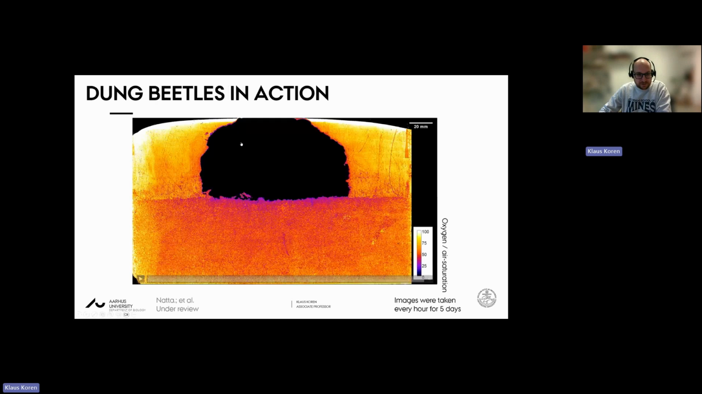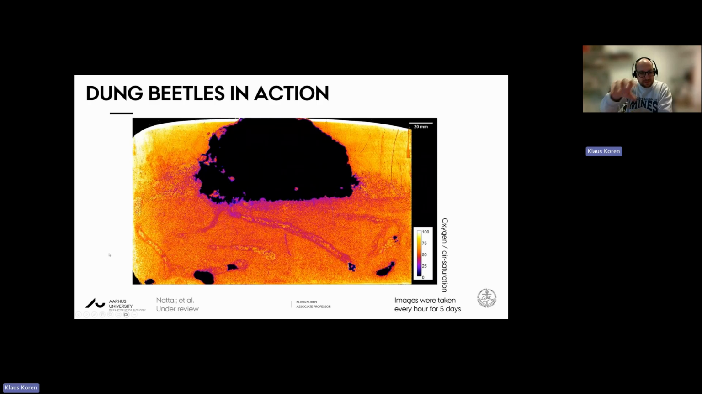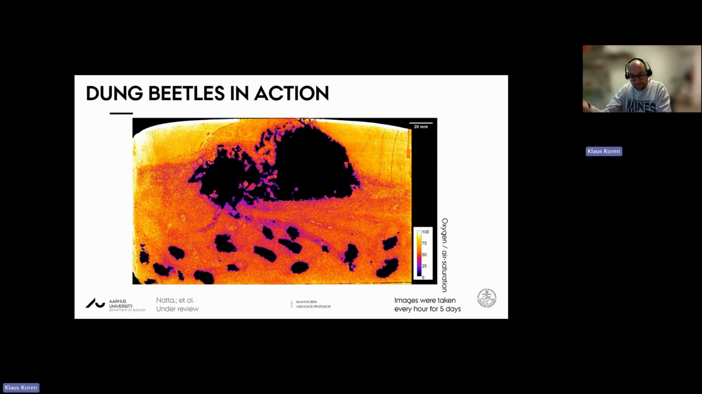So this is how it looks. The dark part is anoxic. This is the dung that we put on here, and then you have the soil surface here. If I now play the video, you can see, over 5 days, how the dung beetles take the dung and dig tunnels and bury this dung deep in the soil. So you can really see how the beetle restructures the chemistry, restructures the microenvironment in this soil sandwich.